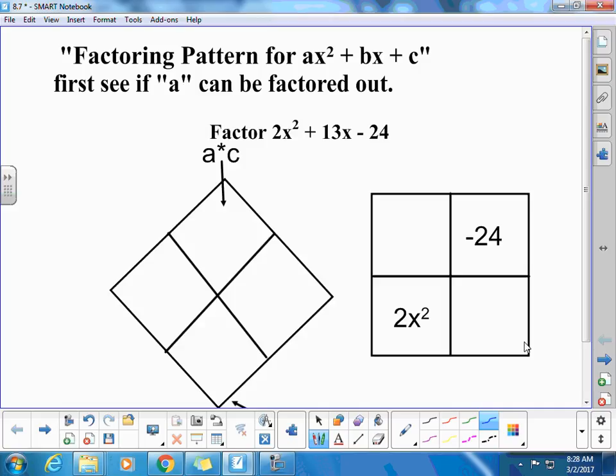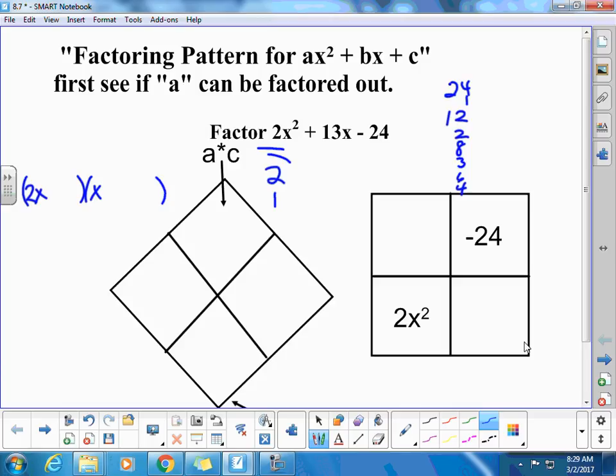In this case, we have 2, 13, and negative 24, so there are no common factors between those numbers. We can do it just like we've been doing. I know I have two factors. Since this is a 2, I only have one set of factors for 2, right? 2 and 1. So I know one of these has to be a 2x and the other one has to be the x. But for 24, I have some factors. Let's see, we have 24 and 1, 12 and 2, 8 and 3, 6 and 4. So there's a number of factors for 24.